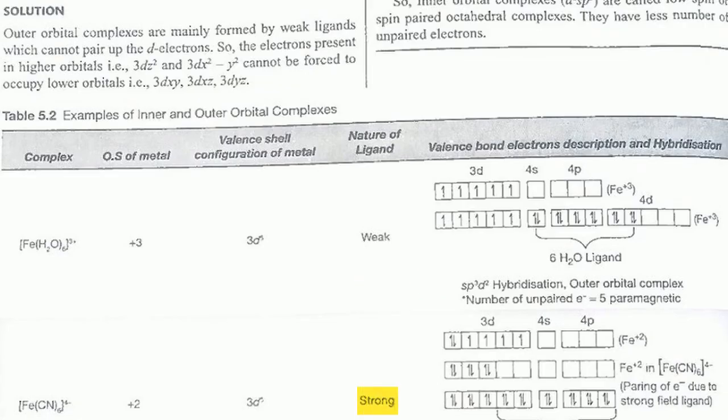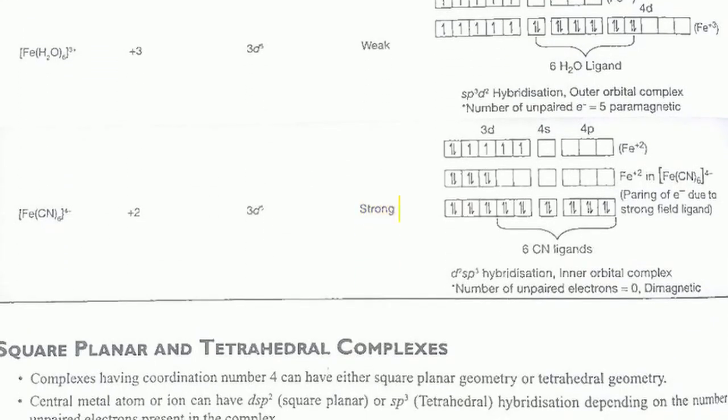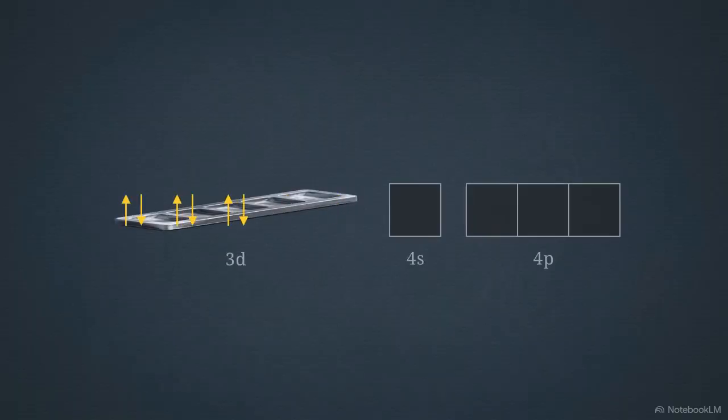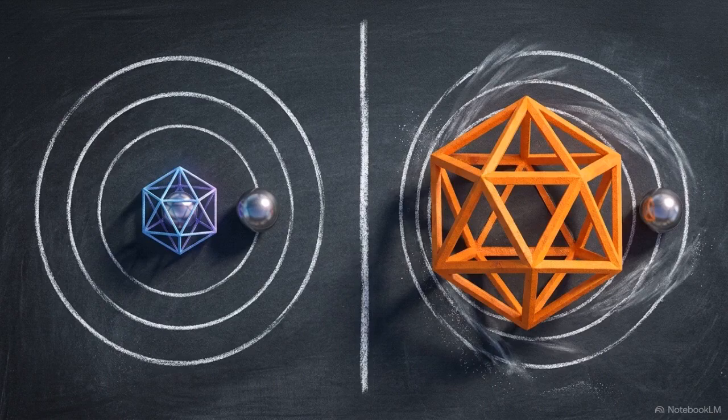Contrast that with the second complex. Cyanide is a strong ligand. As it approaches, its repulsive force is strong enough to force those 3d electrons to pair up against their natural tendency. This forced pairing clears out space in the inner d orbitals, allowing for a tighter inner-orbital d2sp3 hybridization. Ligand strength is the primary variable that overrides the metal's default state, dictating the entire internal electronic architecture.